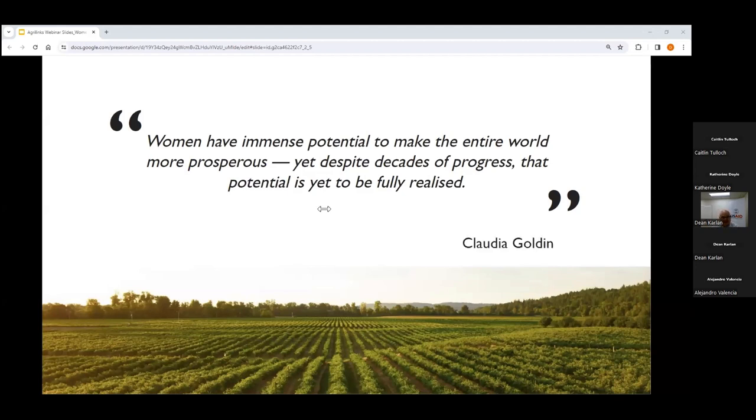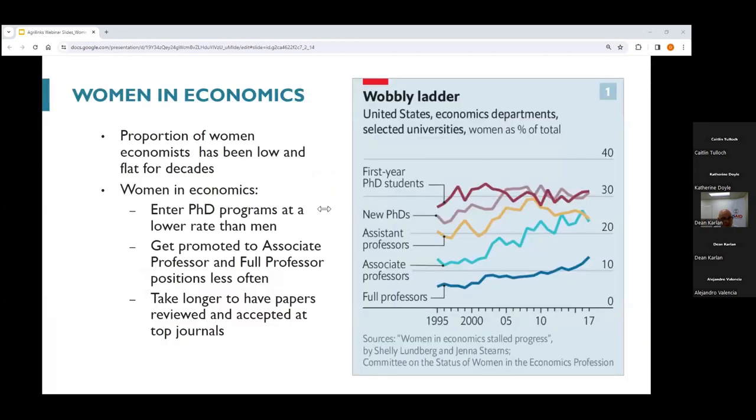So the answer is Claudia Goldin. She was the winner of the Nobel Prize in Economics last year in 2023, and only the third female to win. The audience may not know it, but gender equity and empowerment of women scholars is a big topic of discussion in my home discipline, economics, in academia. Over many decades, women reaching heights of the econ profession has been low and flat. This graph here that I've shared shows the proportion of women over time that enter PhD programs. Women enter PhD programs at lower rates, get promoted less often, and are less productive in terms of papers produced and citations in an academic sense than their male peers.